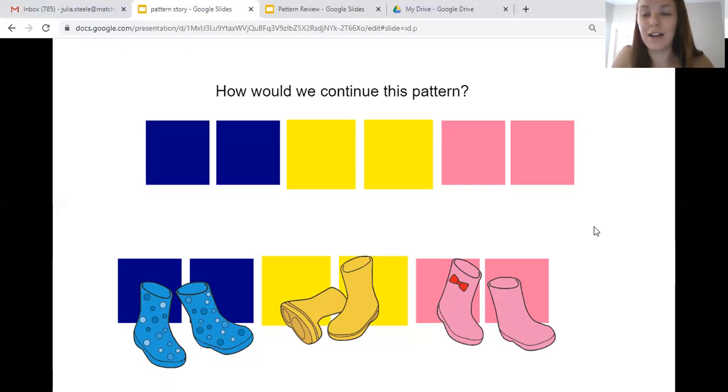Okay, so you can also make more stories with patterns. Patterns can be pretty much anywhere.